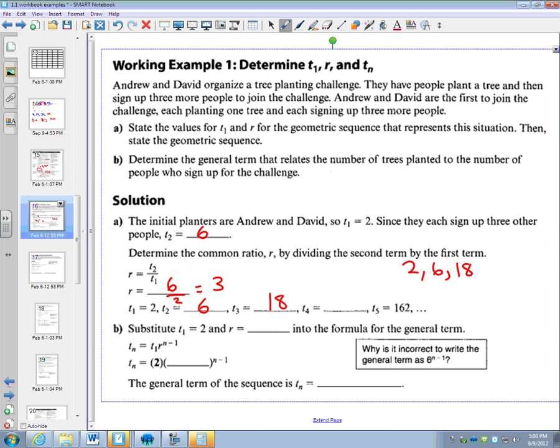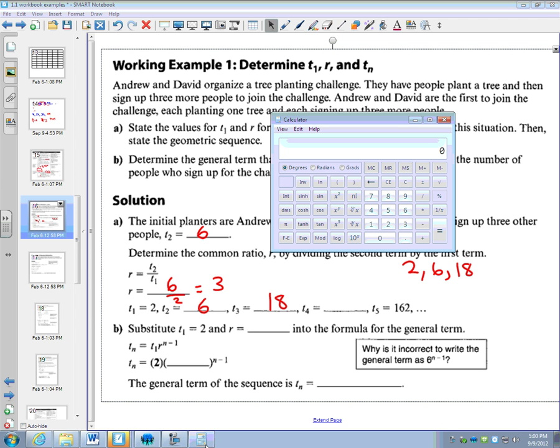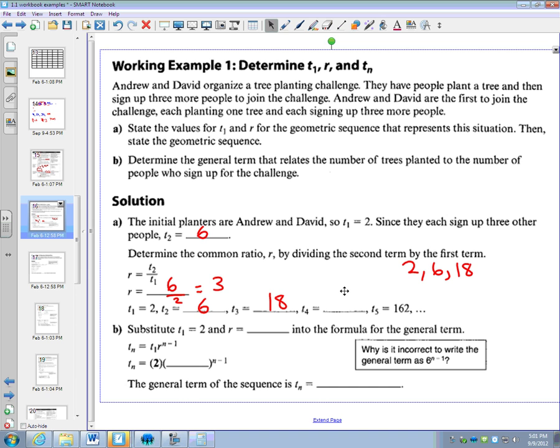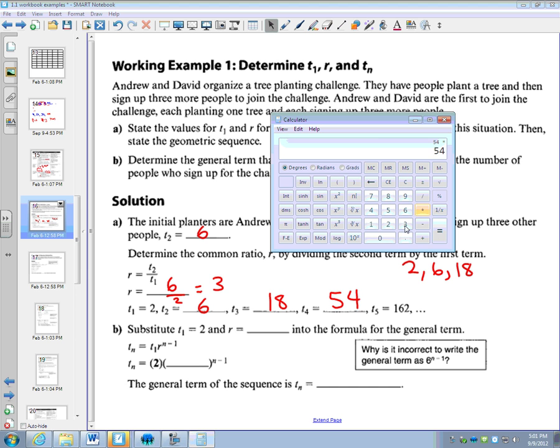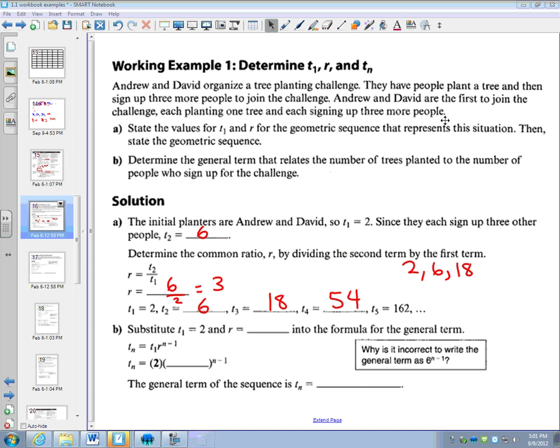Times by 3 again, I need to get my calculator. 18 times 3, well that would be like 30 plus 24, just 54. And is 54 times 3 162? Let's see. Times 3 is 162. Good. Okay.